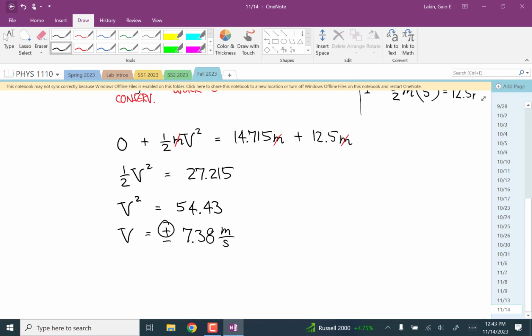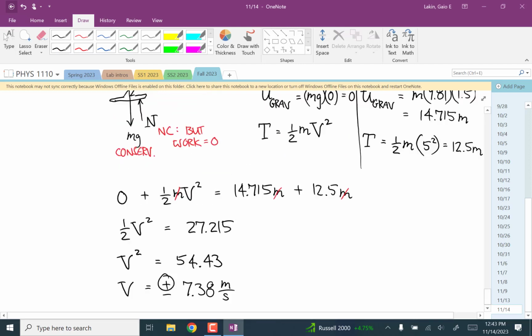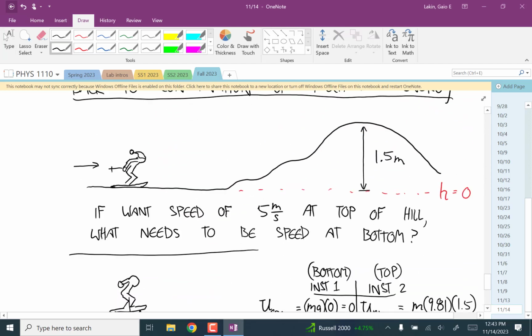We assumed that there was no friction or air resistance or anything, but with those assumptions, in order for this skier to be at 5 meters per second at the top of the hill, he has to be at 7.38 meters per second along the flat. Any questions about that?